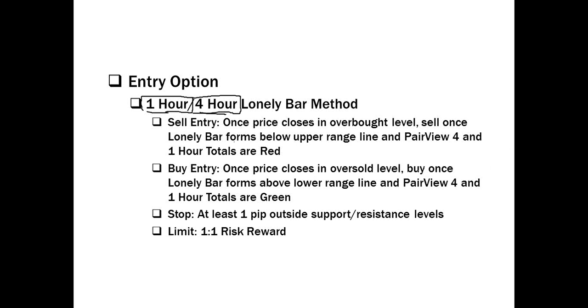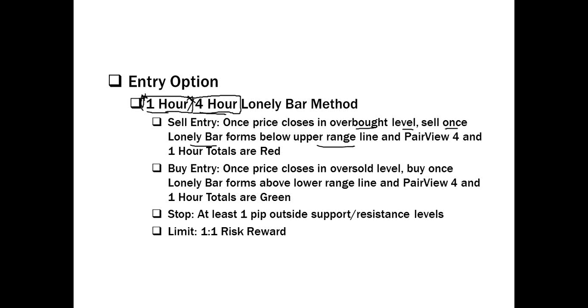Now, your sell entry is based on what I like to look at, which is the 1-hour time frame, especially when it comes to PitView. So the sell entry would go like this. Once the price closes in the overbought level on my 1-hour charts, I would sell once a lonely bar forms below the upper range line. I would be looking at the upper and lower range lines, all the support and resistance levels I would have drawn on my daily charts, and they still show up when I go to my 1-hour charts to see where those overbought and oversold levels are.